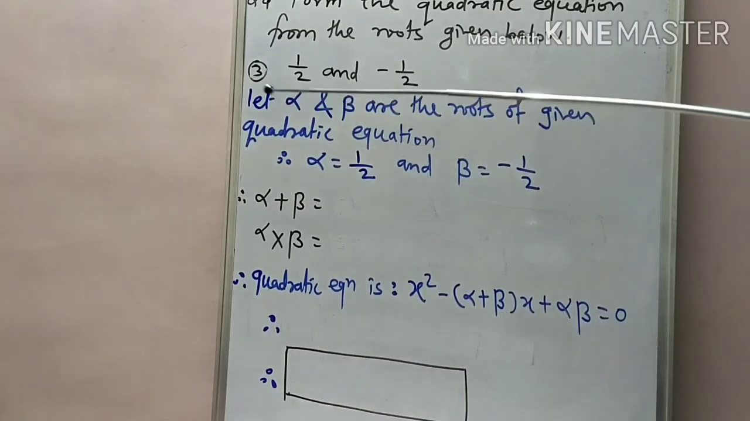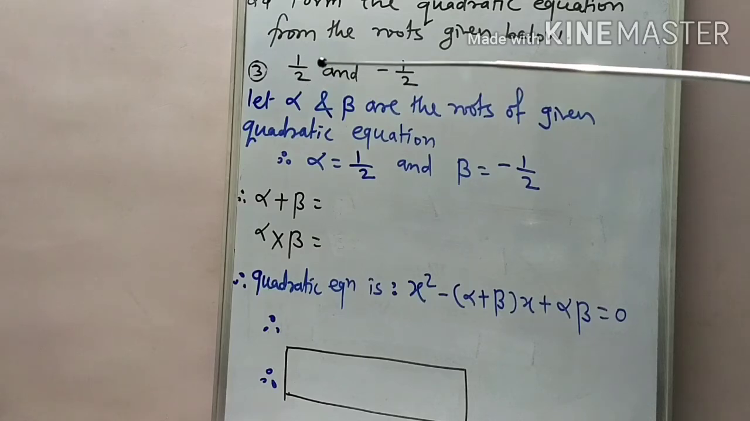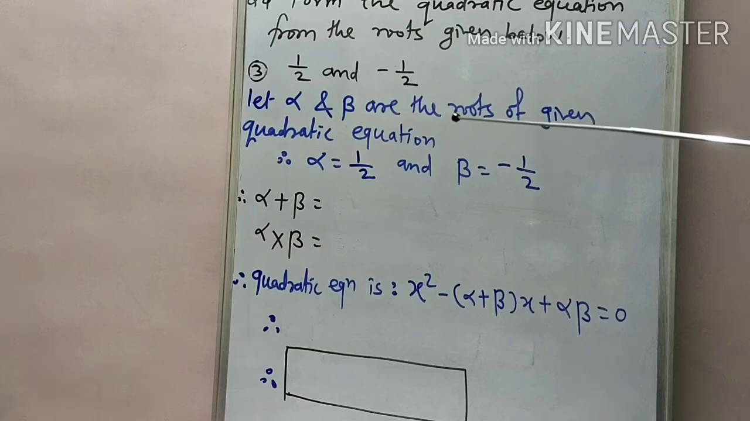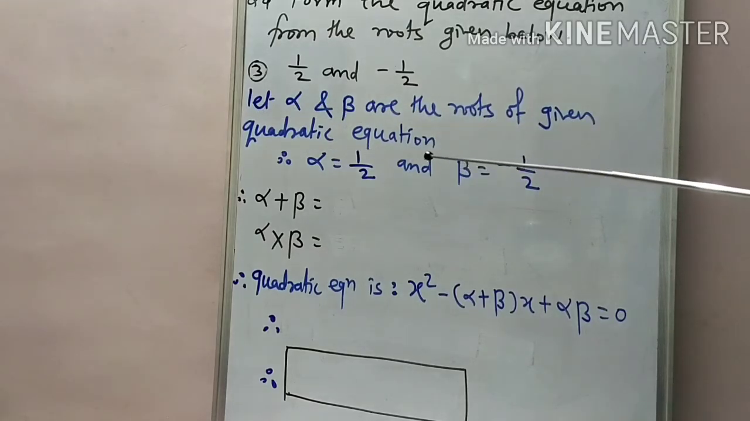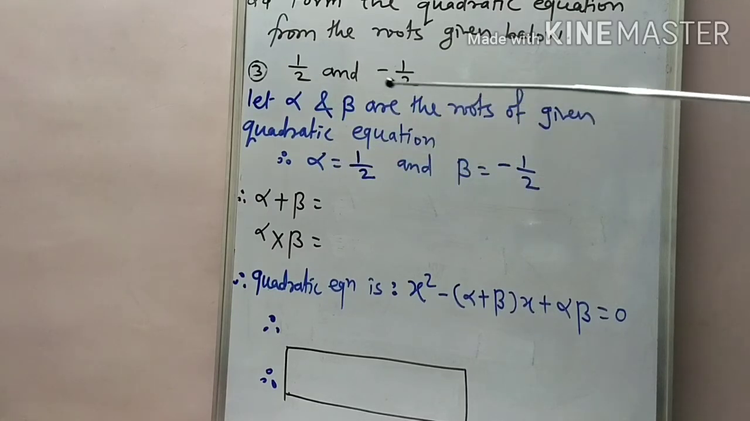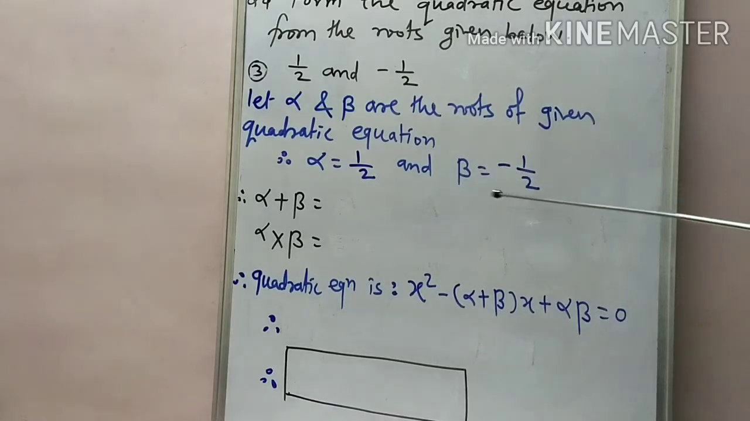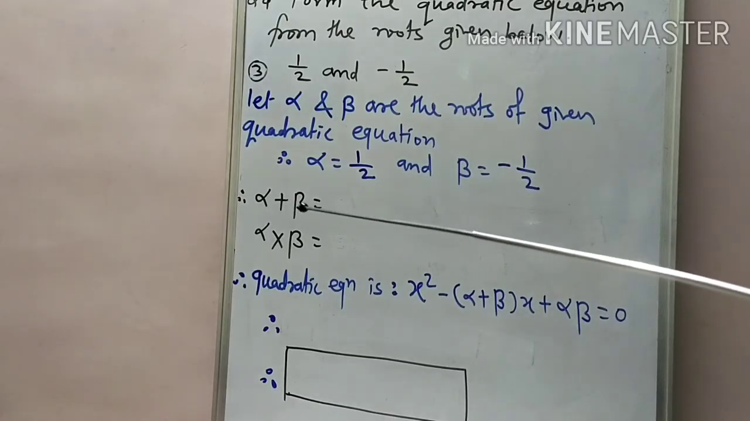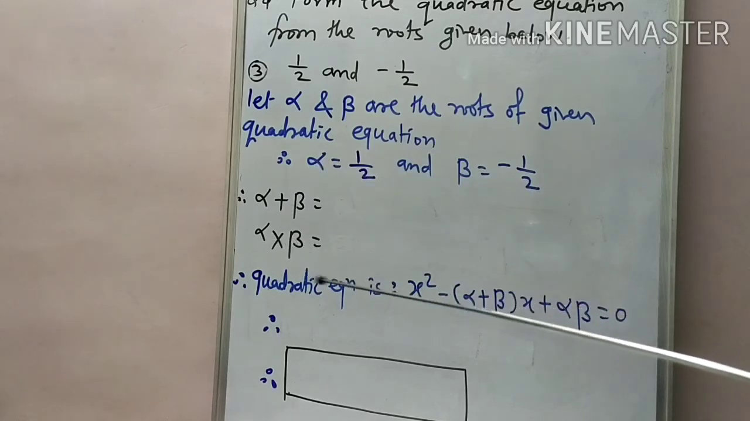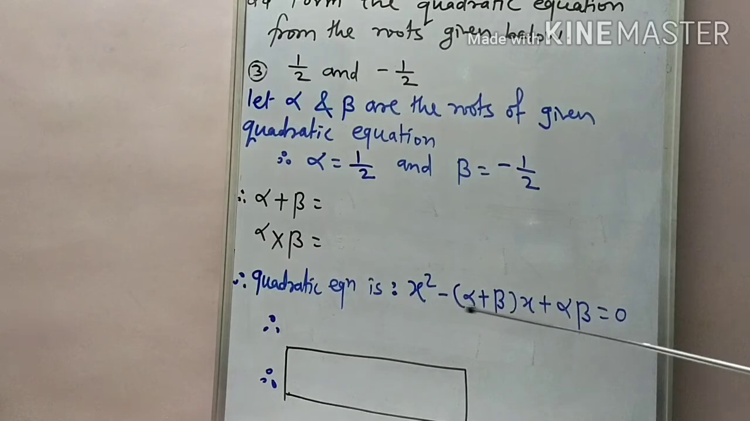Similarly here we try the third one, roots are 1 upon 2 and minus of 1 upon 2. So again here we write the same statement, that alpha and beta are the roots of the given quadratic equation. So first value as alpha 1 upon 2 and beta as minus of 1 upon 2. Now we do the addition, the sum of two roots and the product of two roots, and according to this general form we can suppose that quadratic equation. Okay students, so try it.